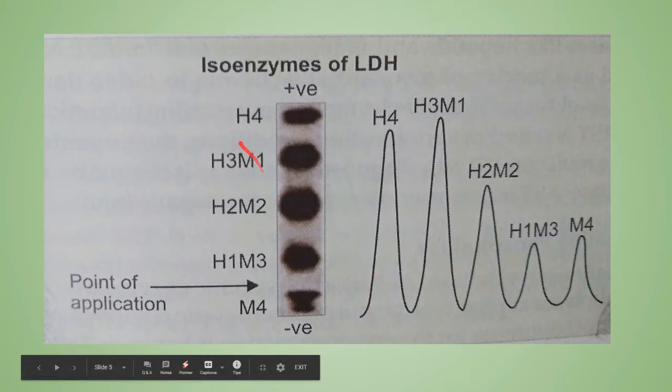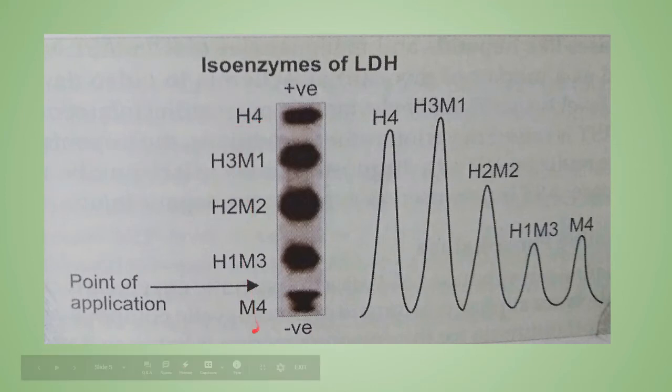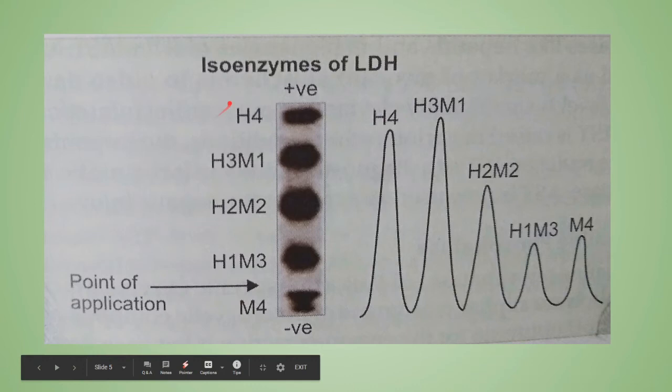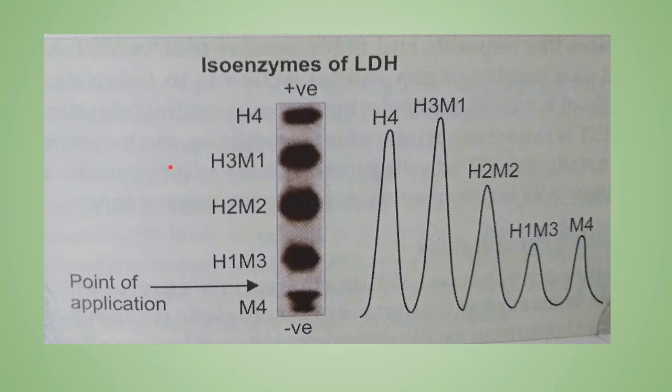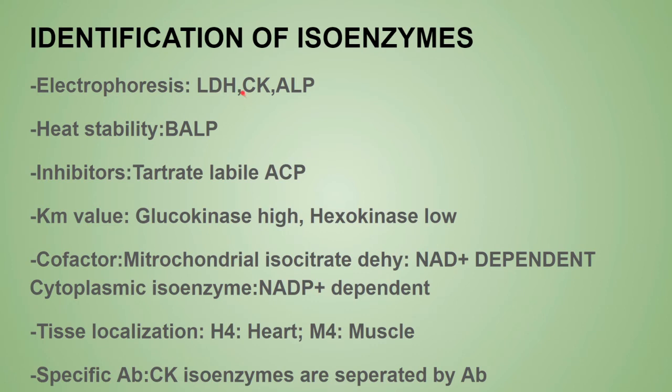Now remember, H is mainly present in the heart and M in muscle. Because of the molecular structural difference in all these isoenzymes, they are different from each other but have the same function, the lactate dehydrogenase process. They convert lactate into pyruvate. Now next is CK, creatine kinase, and ALP, alkaline phosphatase. Now next is heat stability. One of the isoenzymes may be easily denatured by heat, and the example is the bone isoenzyme of ALP, BALP, the bone isoenzyme of ALP.